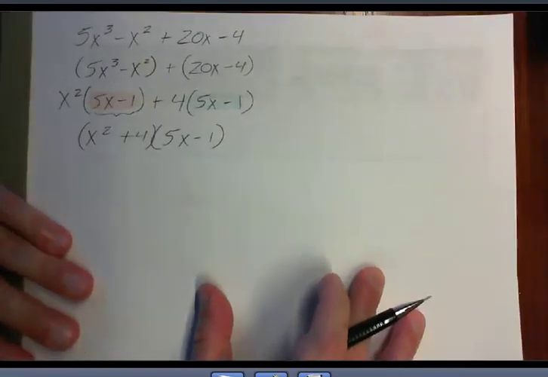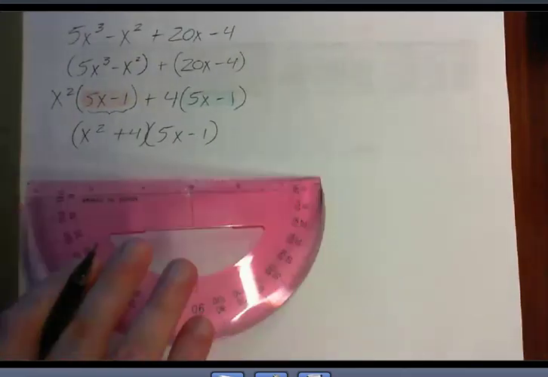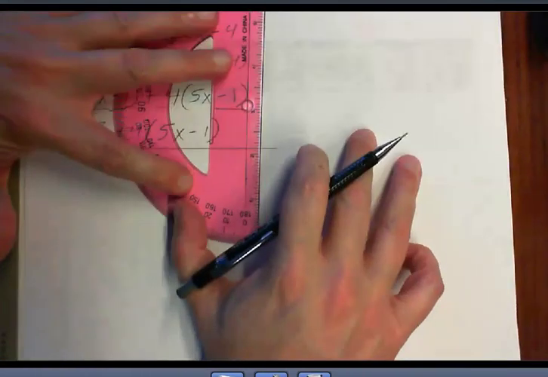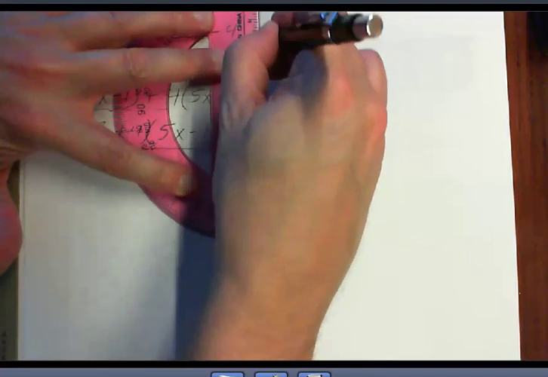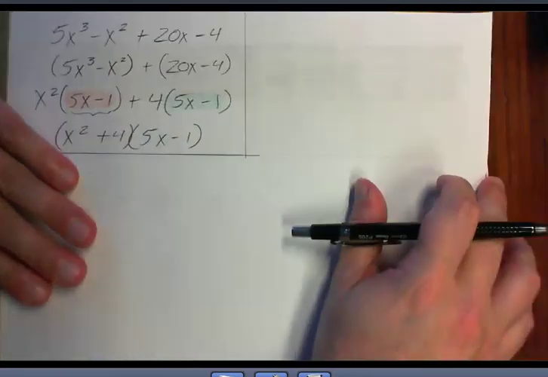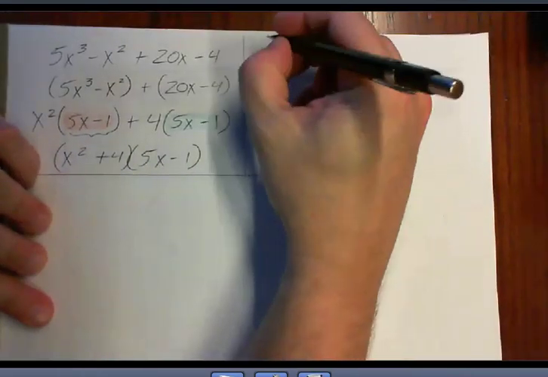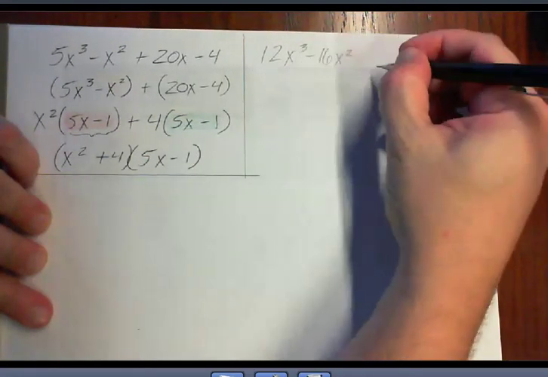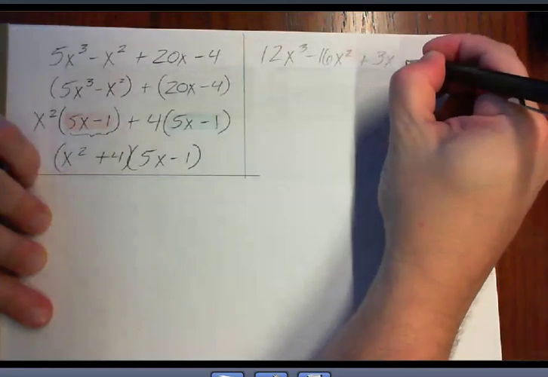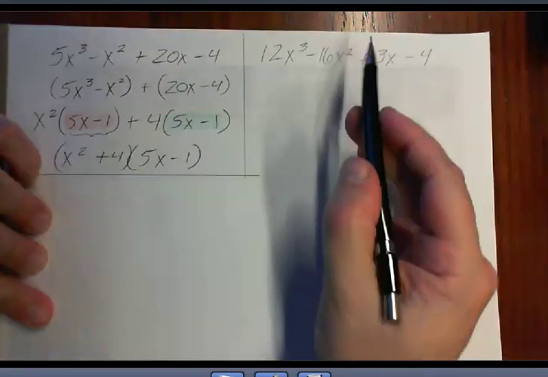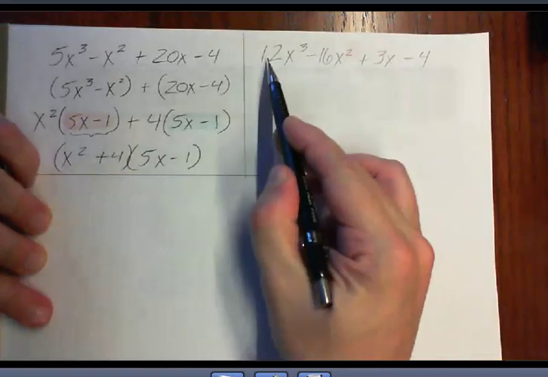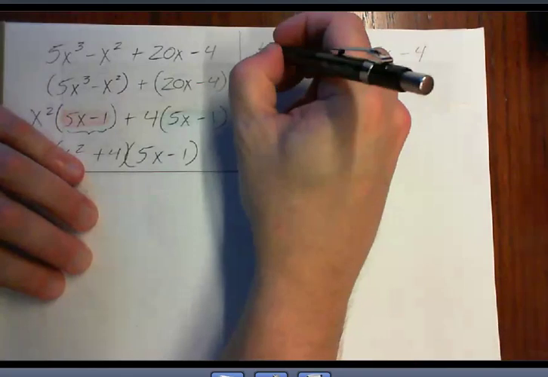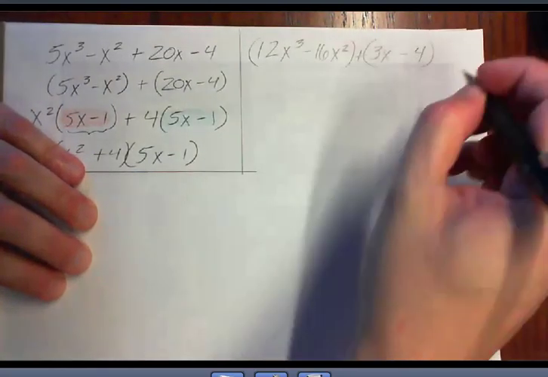All right. Another quick example of a 4-term polynomial real quick. Alright, our second 4-term, it's going to be 12x cubed minus 16x squared plus 3x minus 4. Again, you'll notice there's no GCF that I can pull out of this entire polynomial. So immediately I'm going to go to my grouping. So group these and group these.